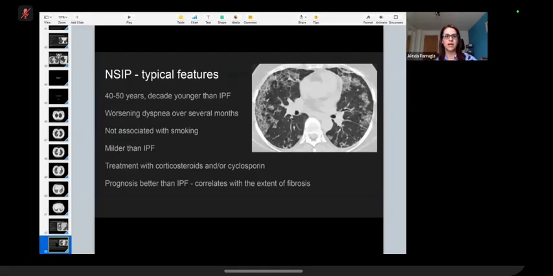So the cellular NSIP have the best prognosis, and then the fibrotic NSIPs, it depends on the extent of fibrosis. The more fibrosis, the more honeycombing there is, the worse is the prognosis. So it's entirely reliant on the extent of fibrosis, how well they do with corticosteroids or not.